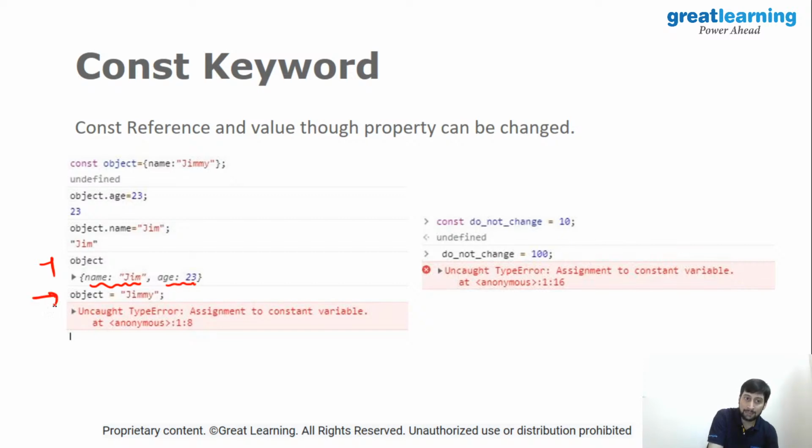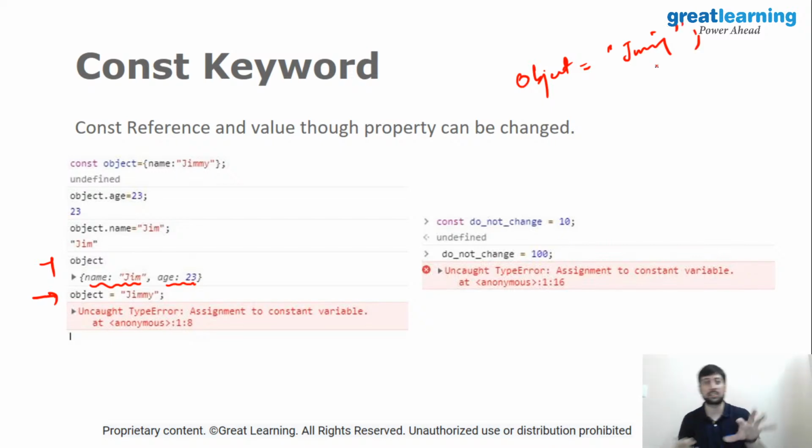Now as soon as I'm trying to change its reference, I want this object to be treated as Jimmy, which is obviously possible, right? Because this is JavaScript, you can do anything, because this object is not specified to be a number or a string. This is just an object, right? And obviously we have to keep this in mind: everything in JavaScript is an object.